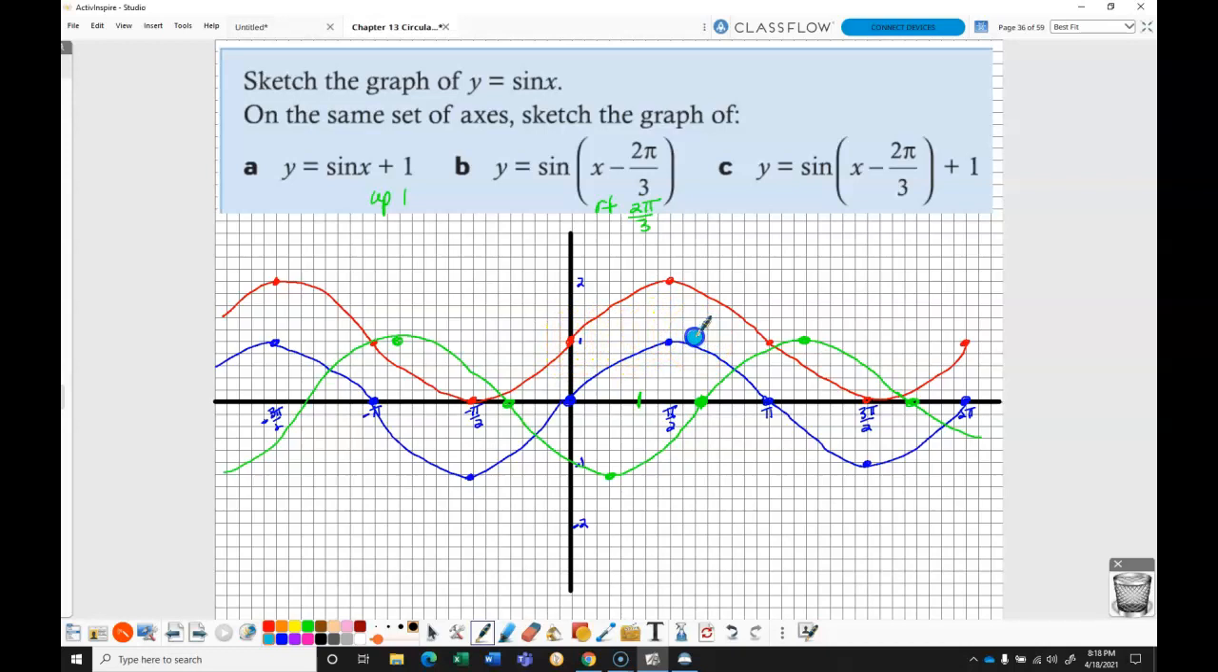So there's my original point right there. This is for my third one. I'll go to my second point. I need to go up 1 and over 2 pi over 3. So it's basically that we're doing a combination of those. This point moves up 1 and over 2 pi over 3. So you can see that my final graph is done. This one goes up 1 and over 2 pi over 3.